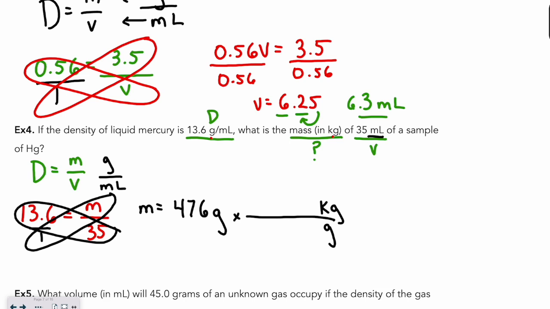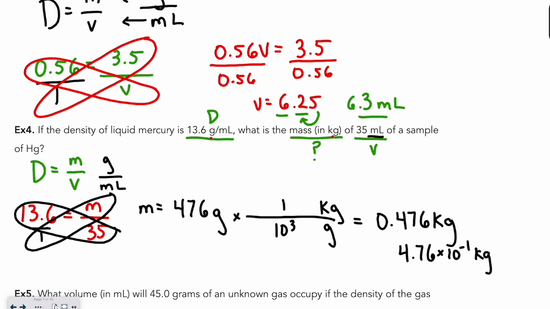Okay, so if you look back at your table in your workbook, it'll tell you that 1 kilogram is 10 to the third grams. So the final answer that I get, because I'm going to take 476 and divide by 10 to the third, you can either get 0.476 kilograms, or you can get 4.76 times 10 to the negative first kilograms. This is in standard notation. This is in scientific notation.